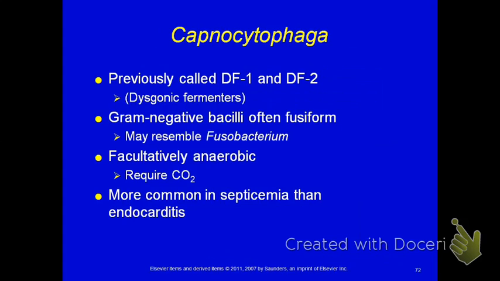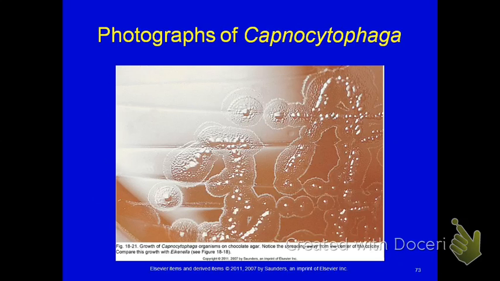So, the organisms could cause septicemia, more common in cases of septicemia rather than endocarditis, but they could still cause endocarditis for that matter. So, here would be the growth of Capnocytophaga on chocolate agar plate. Take note that here are the colonies, but the organism could spread further. Notice the spreading away from the center of the colonies. So, you might compare this one with Eikenella, but the pitting of Eikenella is actually more straight as compared to Capnocytophaga.